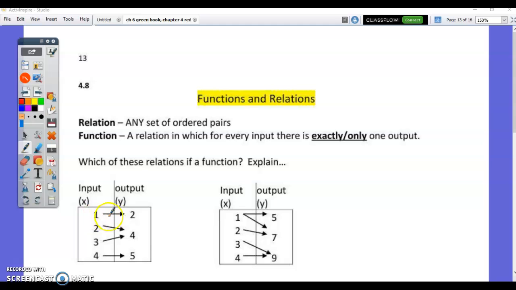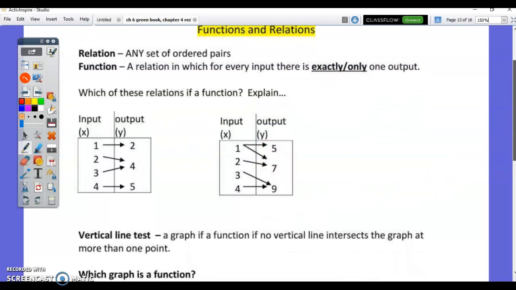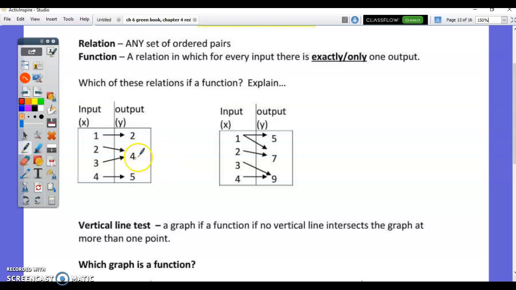So you can see here 1 has an output of 2, 2 has an output of 4, 3 has an output of 4, 4 has an output of 5. Whereas over here, this input 1 has two outputs, 5 and 7. So in a question like this, which of these relations is a function, you could say that this one is, and this one is not, because it has two outputs. So your explanation could be that 1 has multiple outputs here, and here all of these only have one output.